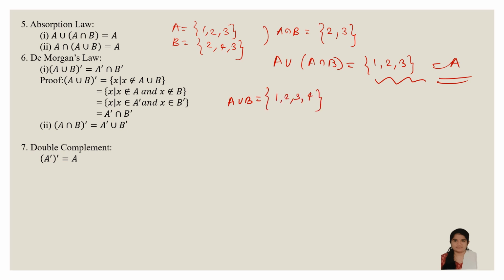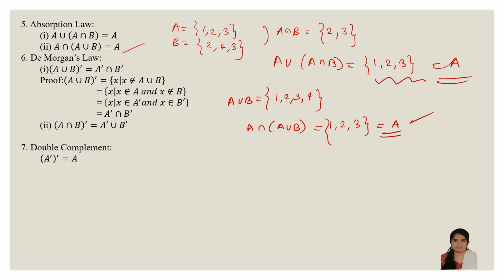So that is 1, 2, 3 and 4. And now we will do A intersection (A union B). A is nothing but 1, 2, 3 and A union B is 1, 2, 3, 4. So, from these, the common ones will be considered, that is 1, 2, 3 itself. And if you observe, this is nothing but set A. So, this property also holds.